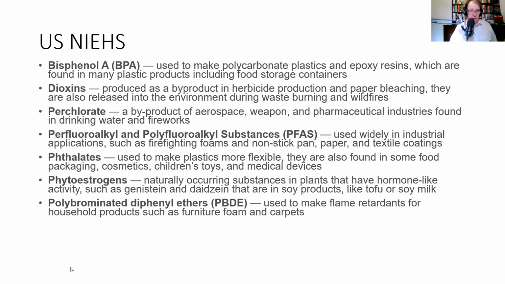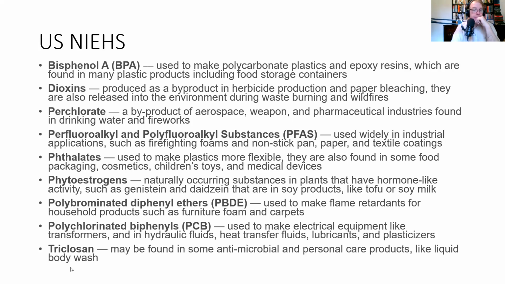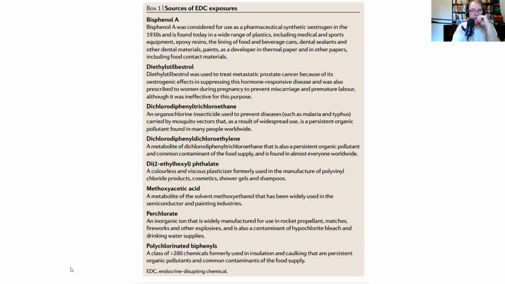Polybrominated diphenyl ethers, or PBDEs, are the flame retardants for household products like furniture, foam, and carpets, and polychlorinated biphenyls, or PCBs, are found in electrical equipment, transformers, hydraulic fluids, heat transfer fluids, lubricants, and plasticizers. So PCBs could be found in the ballasts of the fluorescent lights in some old schools. Leaks have occurred, and there have been developmental disorders in the children as a result of exposure to these PCBs. Triclosan, as I mentioned, can be found in antimicrobial personal care products like body wash and toothpaste, so you want to avoid that.